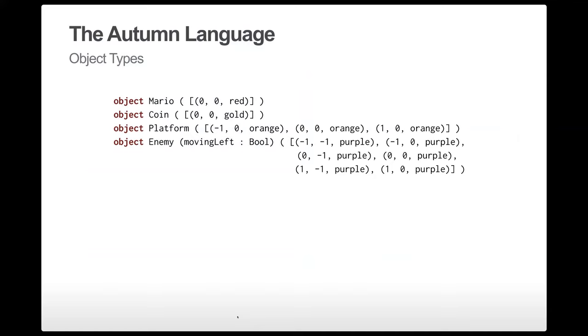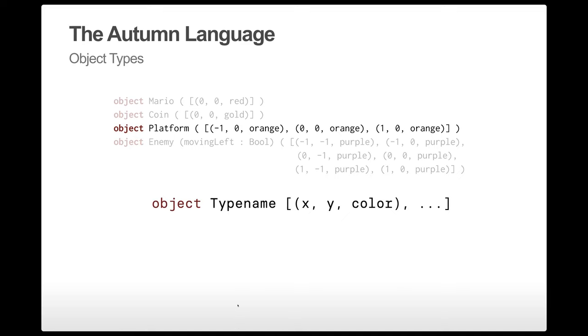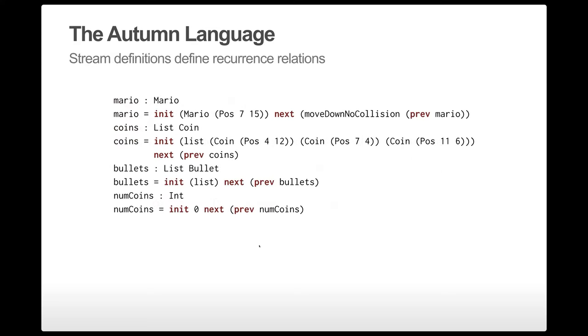Okay, so I'm just going to give a high-level overview of the Autumn language that runs these domains. It's a simple functional reactive language designed for these two-dimensional grid worlds. We have these object types, which define objects, the geometric shape of those objects, and their position or origin in space. Here is the structure: we have some objects, some type name, and then some set of cells which define how the object is structured. Then we have what's called a stream definition. A stream definition is a little bit like a recurrence relationship which you'd write in normal mathematics: the value at time t and the value at time t plus one.